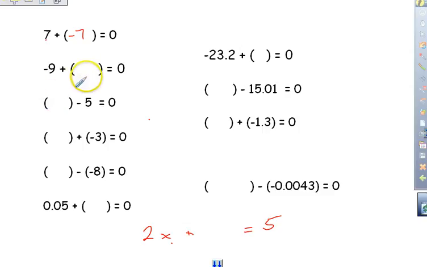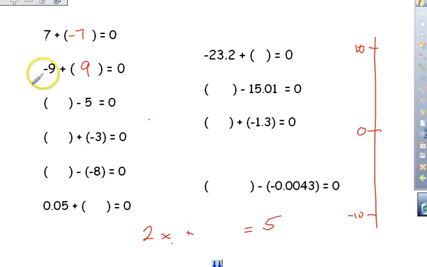Okay, so the next one down, just go ahead and say what you got. Right here, 9. -9 plus 9 is 0. And if you needed to, you can always make that number line, negatives down here, positive up here. So if you're at -9, yeah, you have to go up 9 to get to 0. What about here? Next one? 5. And next? 3. Yep. Next?